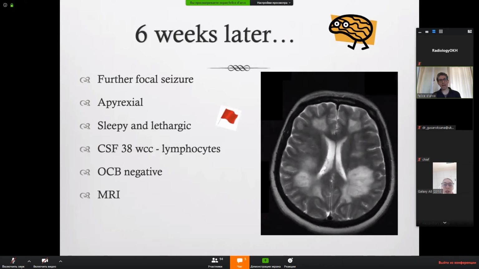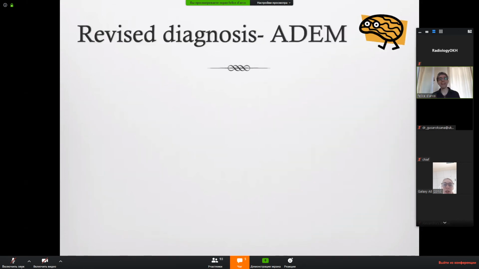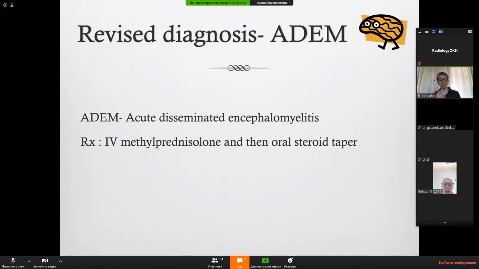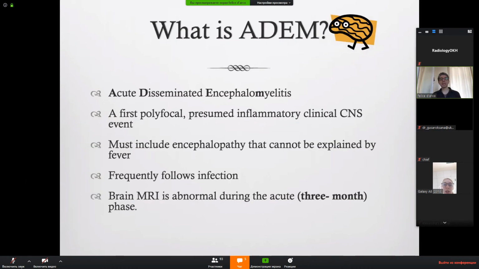This was the MRI 6 weeks later. So 6 weeks later, antibiotics of course did not work. The child developed encephalopathy. Oligoclonal bands negative, but what you see on MRI are these large asymmetric bilateral lesions involving the white matter. This is typical of ADEM. So the revised diagnosis is ADEM, that stands for acute disseminated encephalomyelitis. Remember, we can suggest an ADEM-like pattern on images, but this is a clinical diagnosis. We treated the child with cortisone and she was better.